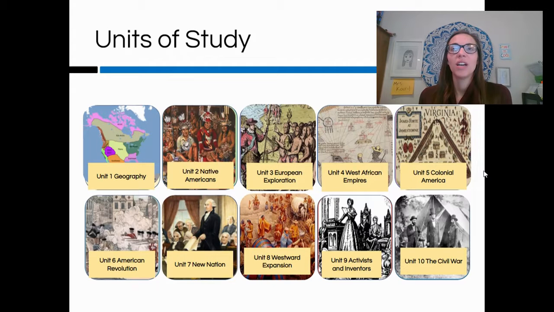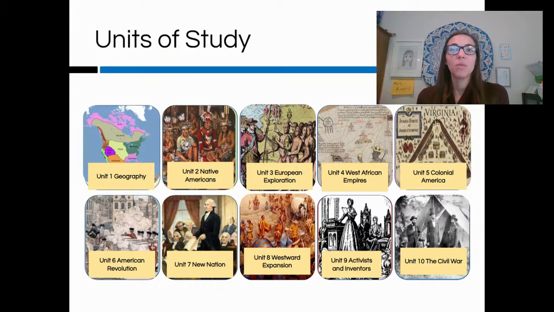And here at Glasgow, we divide our units of study into 10 main units. We start off with our geography unit, where we look at the regions of the United States. Then we go to our second unit, all about Native Americans before European exploration. Then we look at European exploration. And then we go to Unit 4, which is all about the West African empires of Ghana, Mali, and Songhai. Then we go to Unit 5, where we look at the confluence of how Native Americans, Europeans, and West Africans came to build colonial America.